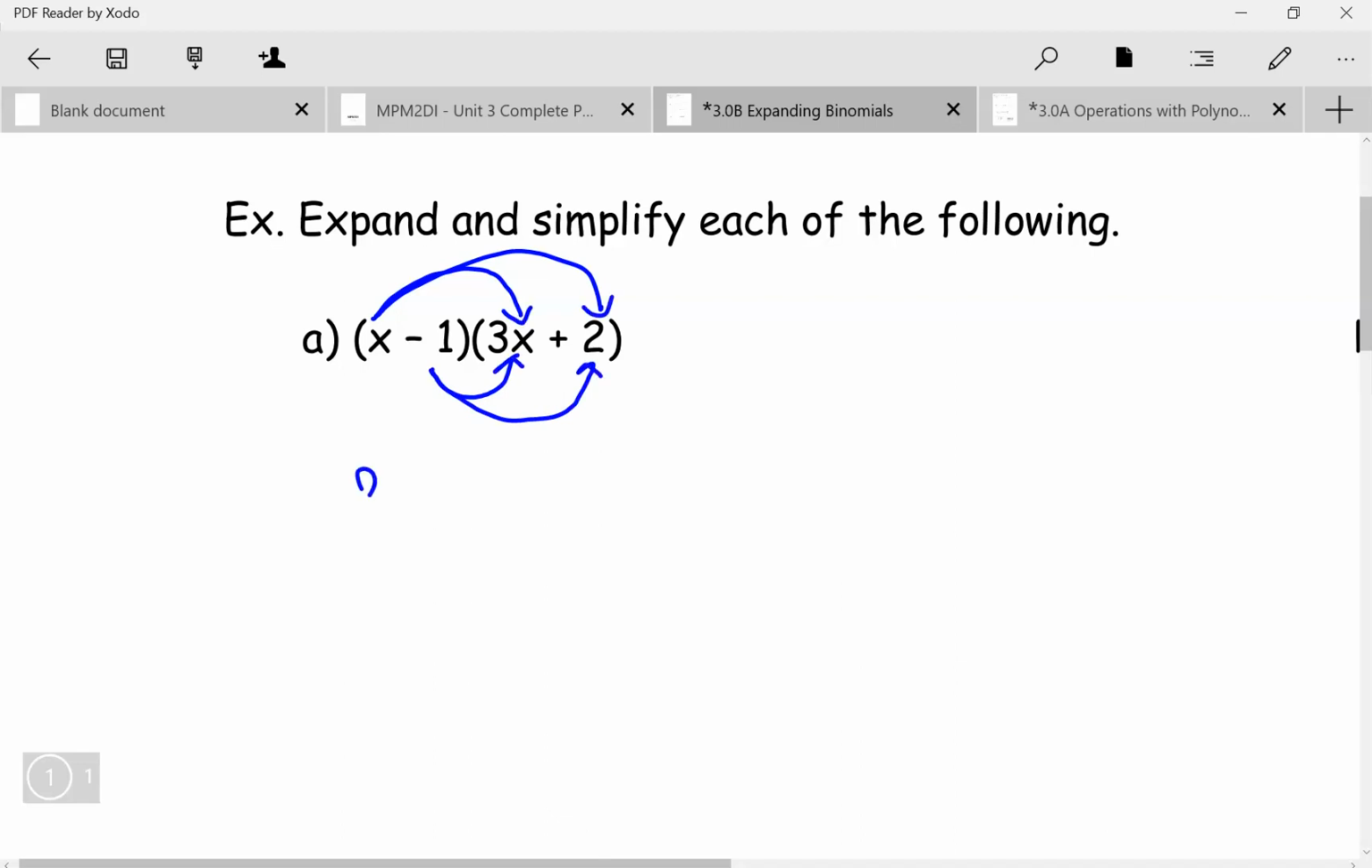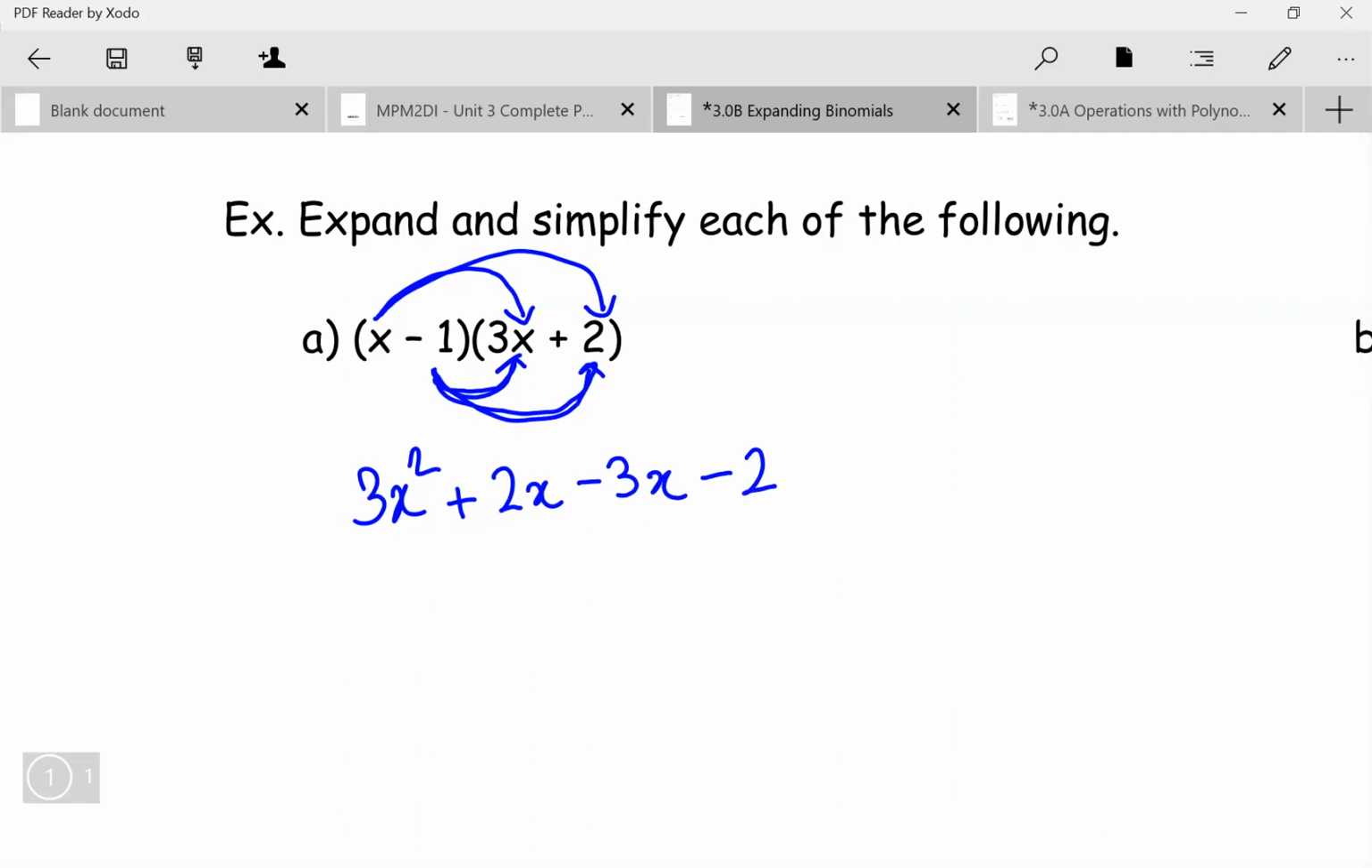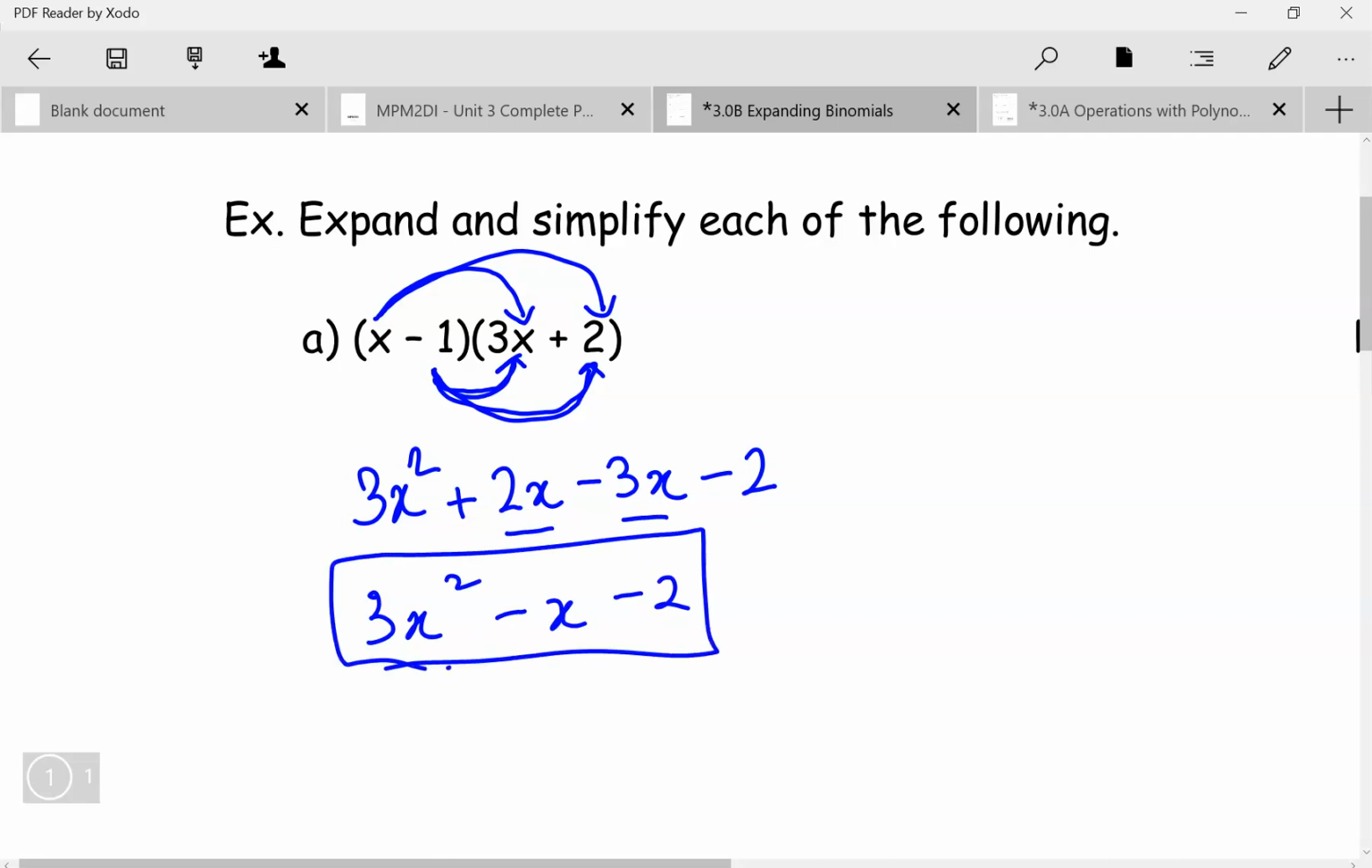Right? So x times 3x is 3x squared. X times 2 is positive 2x. Negative 1 times 3x is negative 3x. Negative 1 times 2 is negative 2. Always remember, two terms inside one bracket multiplied by 2 terms inside the other bracket. You have to do 2 times 2. You see there's 4 different multiplication steps that I'm doing. And here we can simplify the like terms to give me 3x squared minus x minus 2. And that would be my final answer.